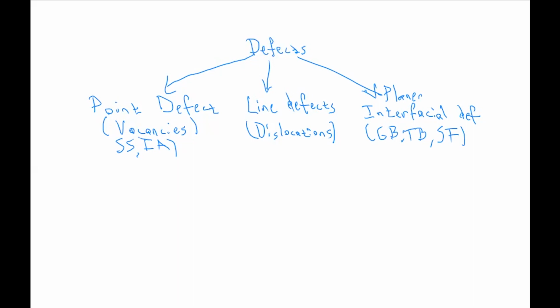How about the fourth category? Maybe we might have some bulk defects, right? Or the big volume defects. And the question is, how do they affect the strengthening?